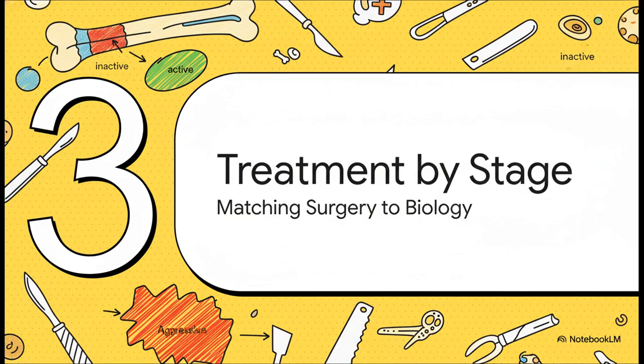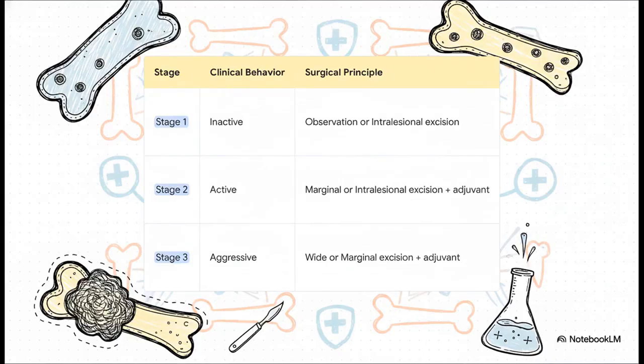So you might be asking, why does all this staging matter so much? Well, it's simple. The stage tells us exactly what to do. The whole goal here is to match our surgical plan to the biological personality of the tumor. You don't want to undertreat something that's aggressive, but you also don't want to overtreat something that's totally harmless. This table lays it all out perfectly. Look at stage 1, the inactive lesion. A lot of the time, we can just observe it, or maybe we do a simple intralesional excision. Basically, we just scoop it out.